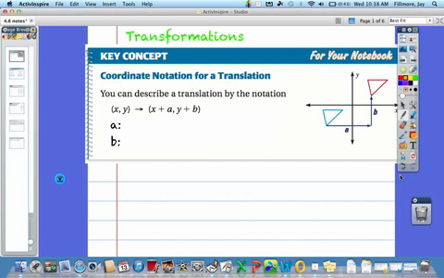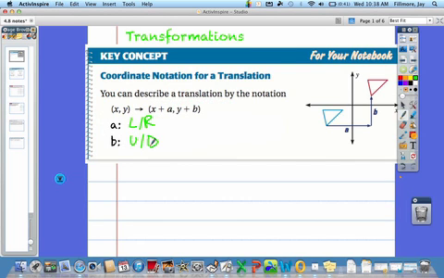So as a summary for translations, if you shift it up, down, left, or right, it's simply a slide or a shift in the horizontal and/or vertical direction. You write the original point as x comma y, and the translation is described as x plus a and y plus b. Where a is going to be your shift left or right, and b is your shift up or down.